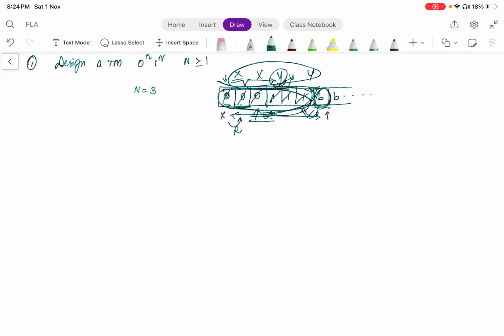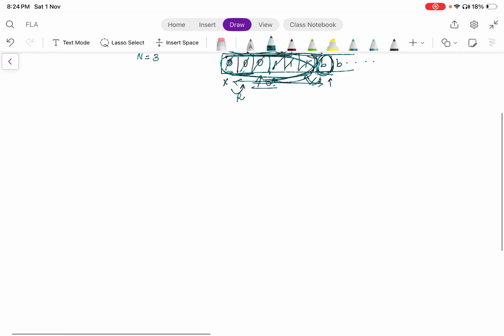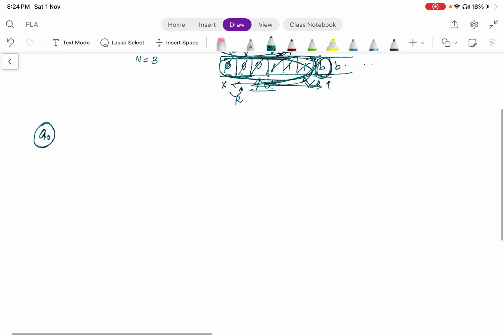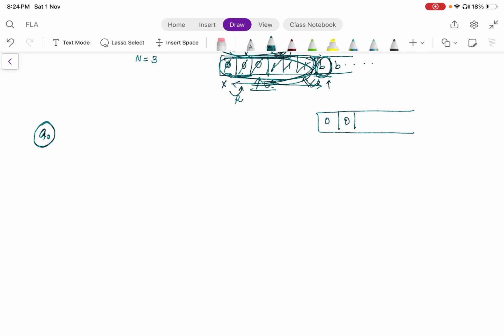Let's see how we can design a Turing machine. First, you have a state Q naught. What is the first step? So you have 0, 0, 0, 1, 1 and 1, and the rest are all blank spaces.